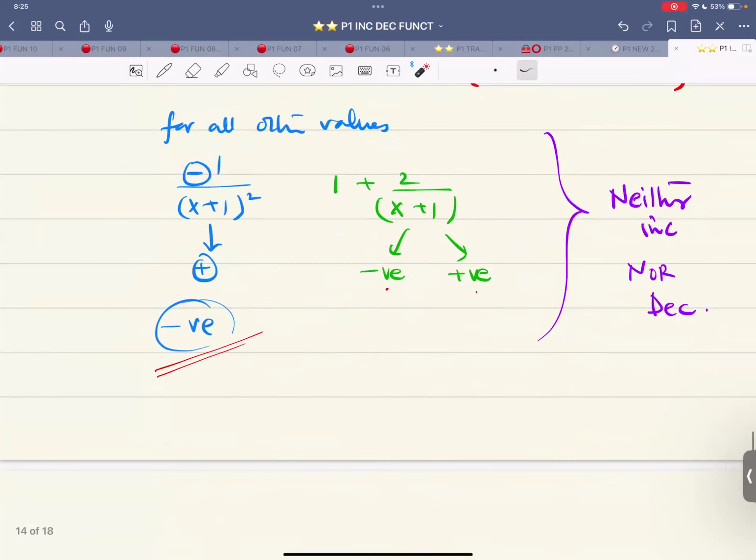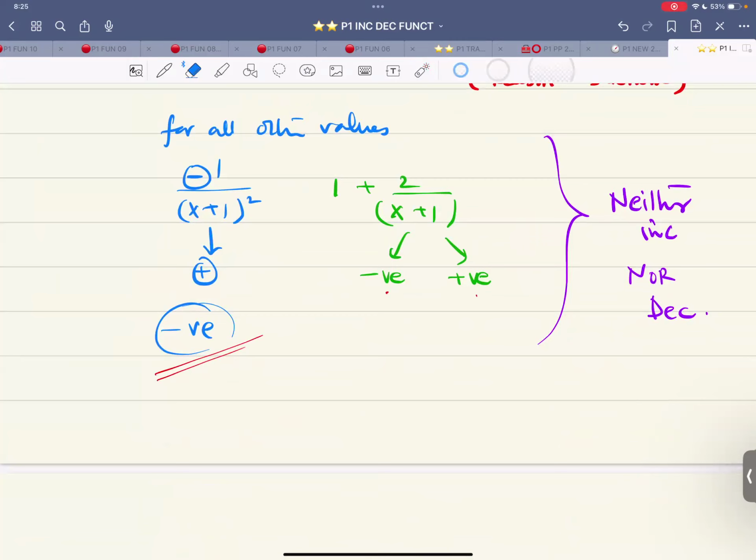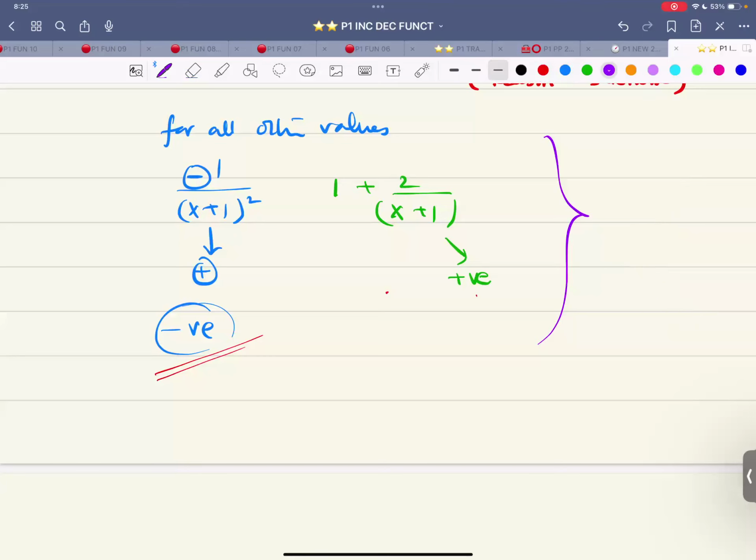So now, hold for a second. I need to change this a bit. That negativity is not there because the domain is not all real numbers. So let me just erase this thing. Hold for a second. That means this will be positive because x is greater than -1. So this 1 will always be greater than this. Between 0 and -1, between -1 and 0, this will be positive. For all other values, it will be positive.